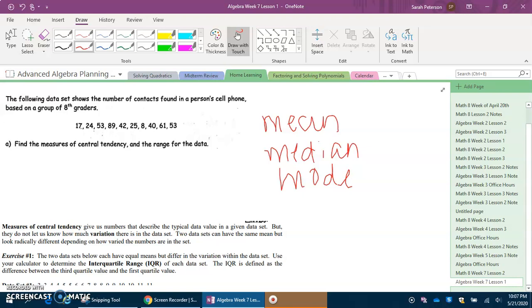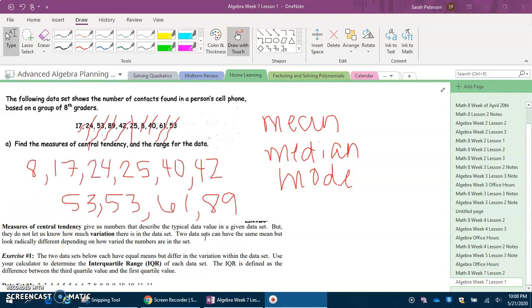So I'm going to list my numbers in order real quick. Okay, I just listed all of my numbers in order, and I cross them out as I go. That's a tip to use. So the first thing I'm going to do is calculate the mean, which is the average, which means I'm going to add up all those numbers and then divide by how many numbers I have.